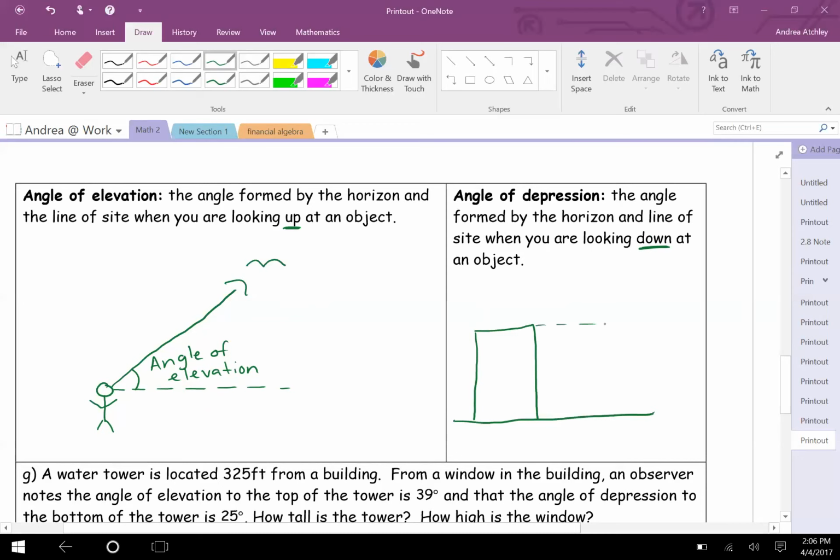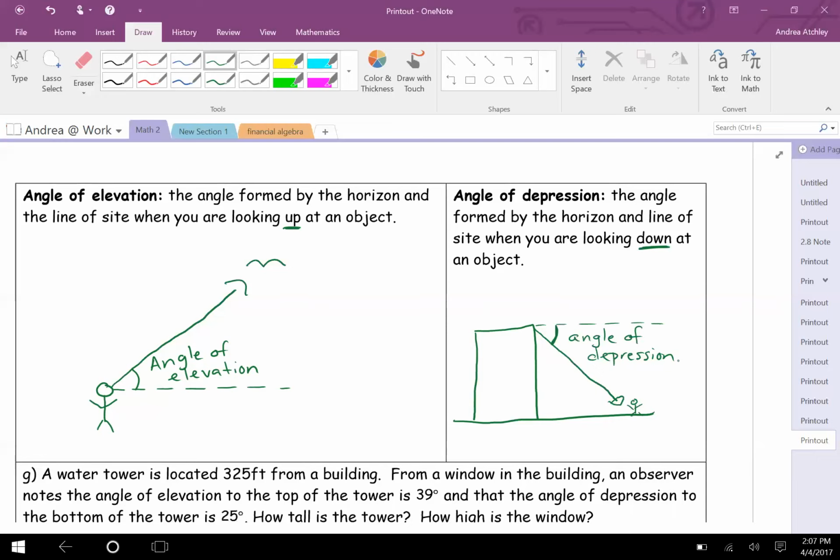This is the horizon line. When you look down. Maybe we're looking at somebody. This right here is the angle of depression. Any questions over that? See, we have to draw pretty pictures in math too. So much fun.